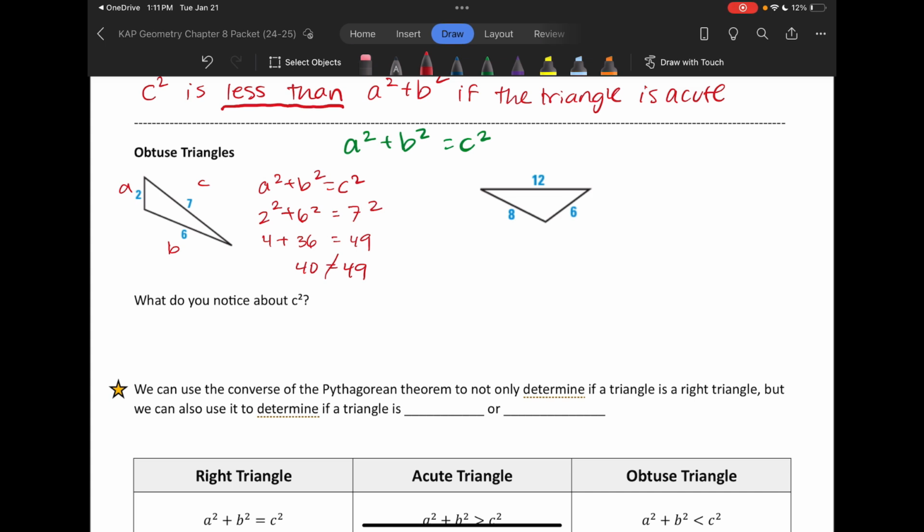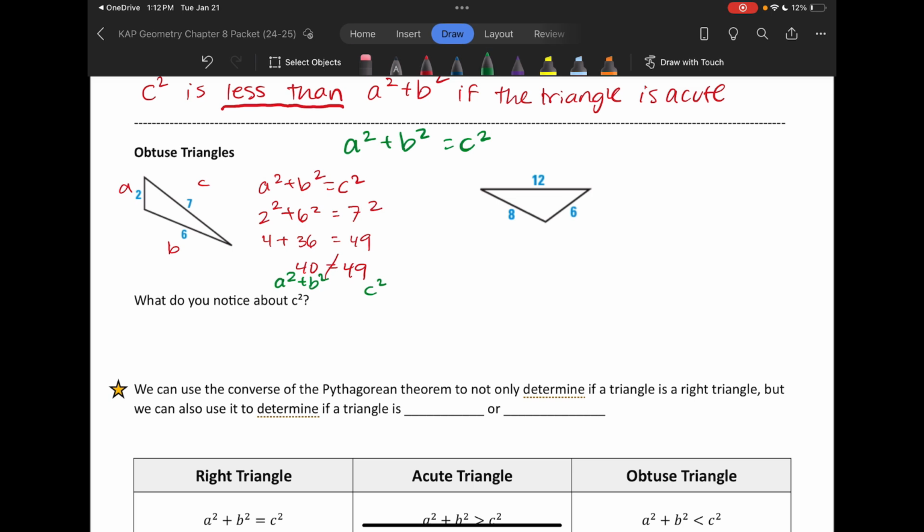Because we said earlier the converse of the Pythagorean theorem said that, well, if they're equal, then it must be a right triangle. And I'm telling you right here that this happens to be obtuse. So yeah, these should not be equal. But underneath here, I'm going to write that the 40 came from a squared plus b squared. The 49 came from c squared.